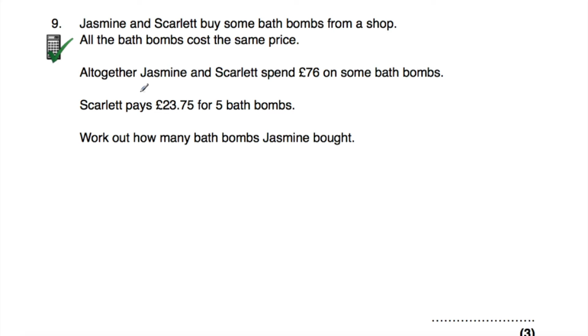Now, if we take away the amount of money that Scarlett paid, that'll be how much money Jasmine paid. So let's take the £76 and subtract £23.75, and let's see what we get. And that's equal to £52.25. So that's how much money Jasmine spent on her bath bombs, because obviously Scarlett spent £23.75. When we take that away from £76, that'll be how much money Jasmine spent on her bath bombs.